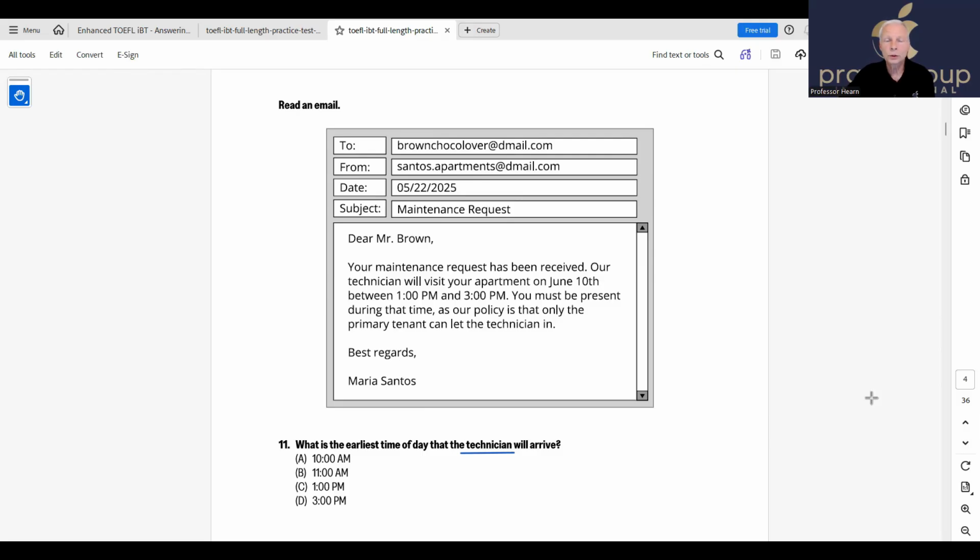And that leads us to step number 4, where we're going to use our keyword to find the related information in the passage. We're looking for the word technician. Because it's such a short passage, the word is easy to find.